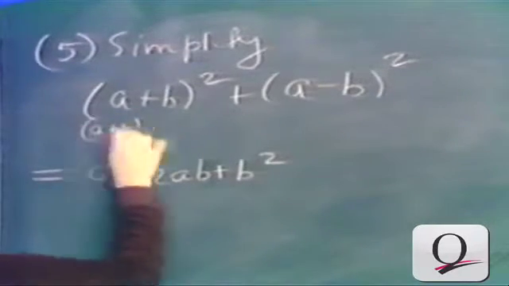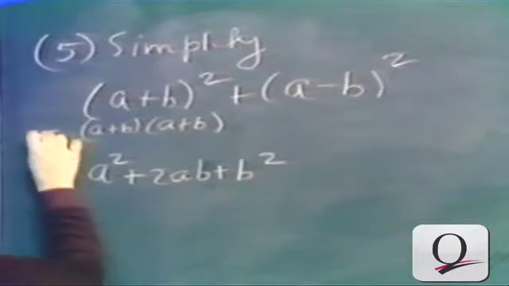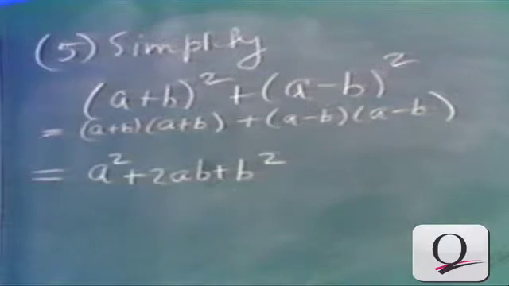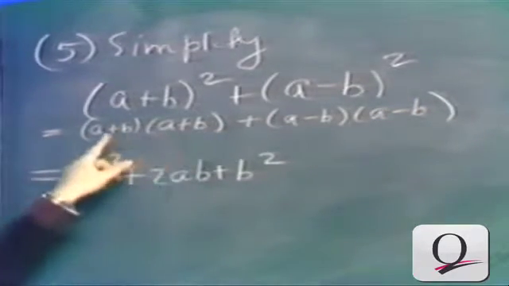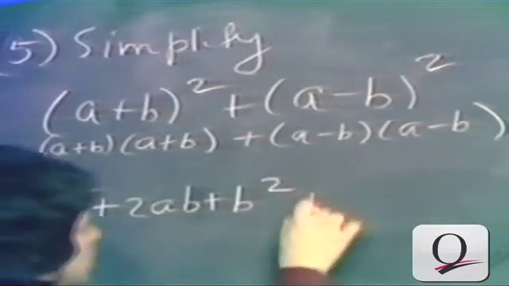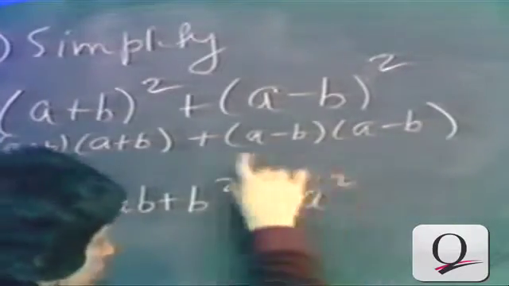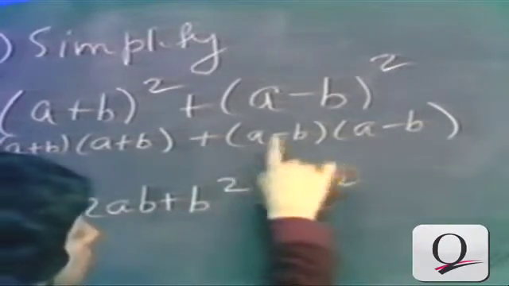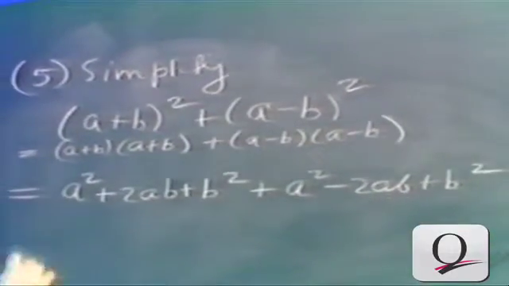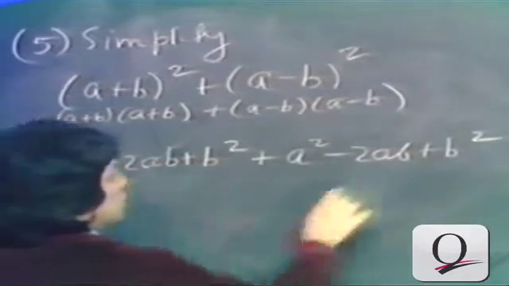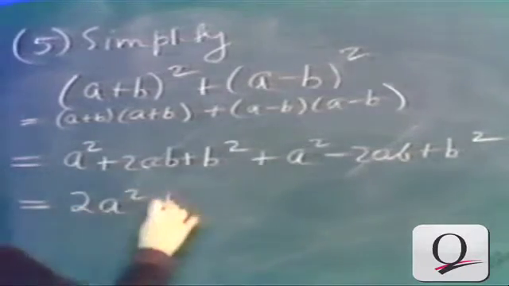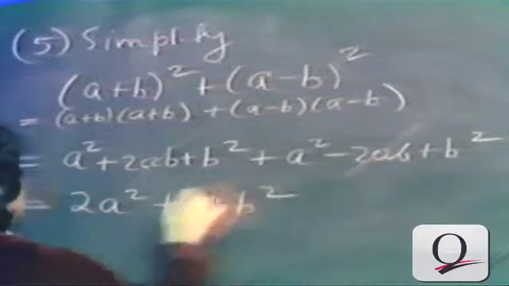That is, it's (a plus b) times (a plus b). And here we're going to have (a minus b) times (a minus b). So by FOIL, we have a squared plus ab plus ab, which is plus 2ab, plus b squared. And here, similarly, by FOIL, a squared, first, outer and inner, minus ab minus ab, minus 2ab, plus b squared. So the 2ab and the minus 2ab cancel each other out. We have a squared plus a squared, 2a squared, and b squared plus b squared, plus 2b squared.